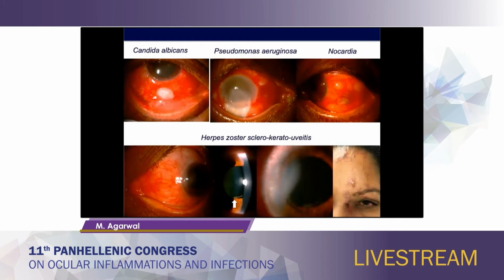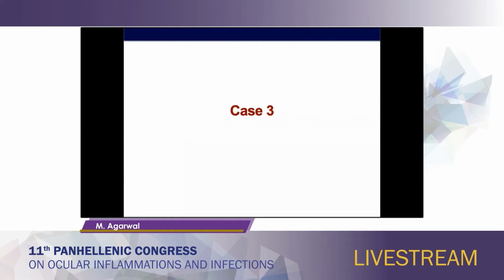What are the various etiologies? It can be fungus, as we see here, Candida albicans in an HIV positive patient. When it is Pseudomonas aeruginosa, it can also involve the adjacent cornea. And these are nocardia lesions, which more commonly present as multiple nodules involving the sclera. And here's a patient who developed herpes zoster sclerokeratouveitis a month after she developed these lesions.